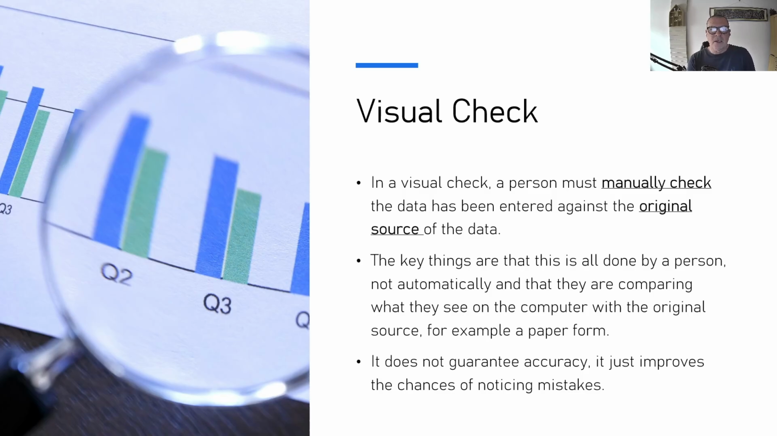So in a visual check, a person, a human, has to manually check the data that has been entered against the original source of data. So they look at the original and they look at what's been entered on the system, and they manually check that. They visually look at it and say, is that the same? So it relies on the person noticing that they don't match. And the key thing here is it's done by a person. It's not automatic. The computer isn't doing the check. The human is doing the check. And again, this doesn't actually guarantee accuracy. It just improves the chances of picking up some of the mistakes.